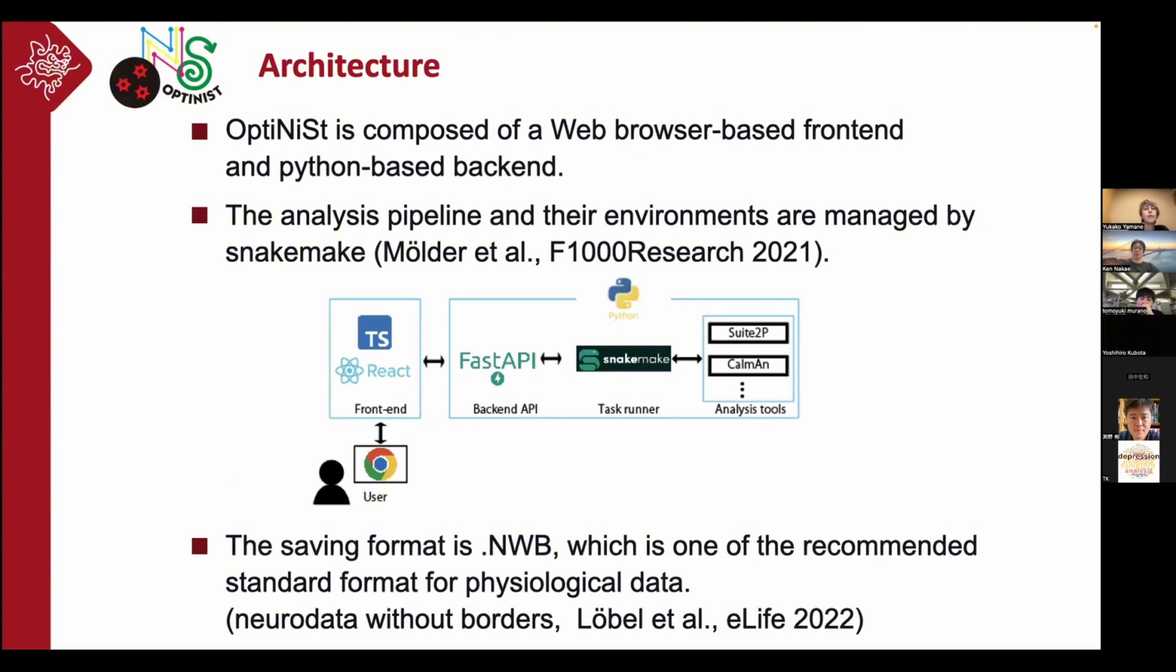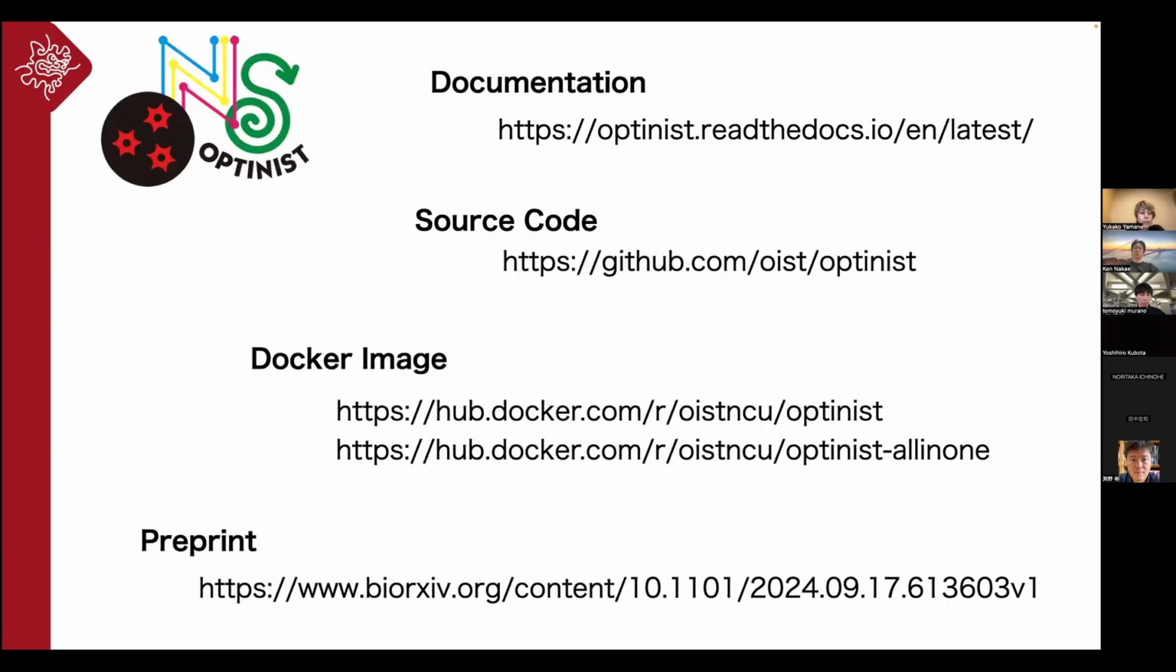OptiNiSt is composed of a web browser-based front-end and a Python-based back-end. The analysis pipelines and their environments are managed by a system called Snakemake. And the saving format is NWB, which is one of the recommended standard formats for physiological data. The documentation, source code, and Docker image are all open. We put a preprint paper on bioRxiv.